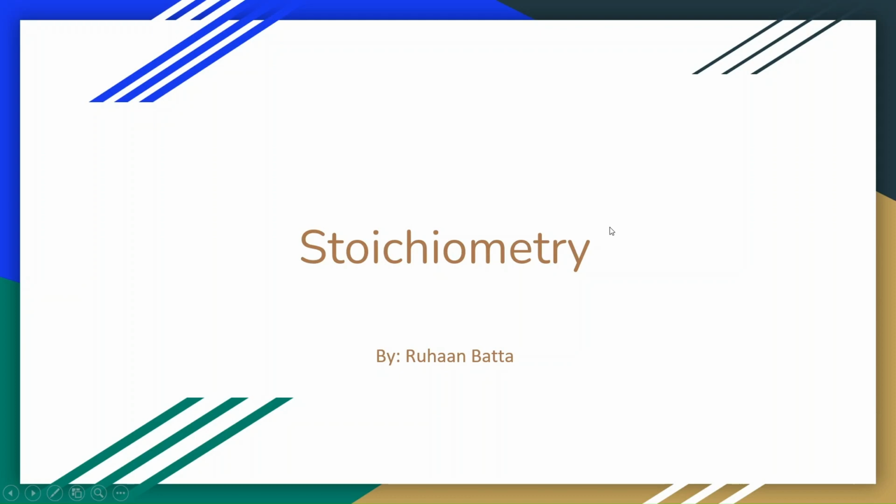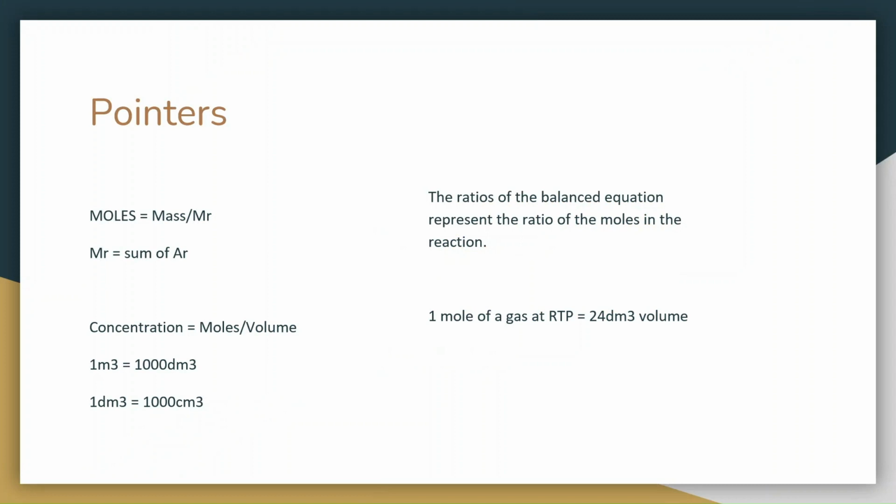Alright, let's do some stoichiometry today for IGCSE chemistry. So a few pointers that we need to know is that the moles of a molecule or of a compound or of any element is equal to its mass, which is given to us, divided by its MR, which is the molecular mass. And the average atomic mass is AR.